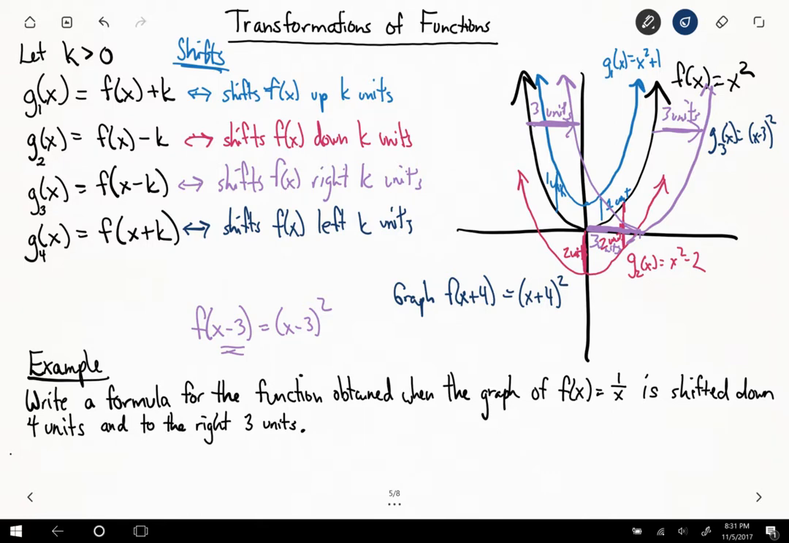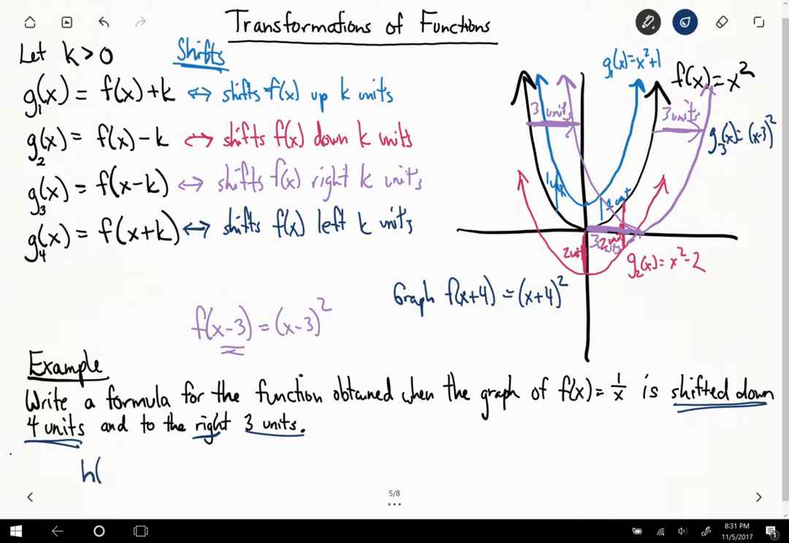So now, what we want to do is combine these ideas to write a formula for the function obtained when the graph f of x equals 1 over x is shifted down 4 units. So shifted down 4 units. And then to the right 3 units. So down 4 units, and we'll call this first kind of shift along the way.